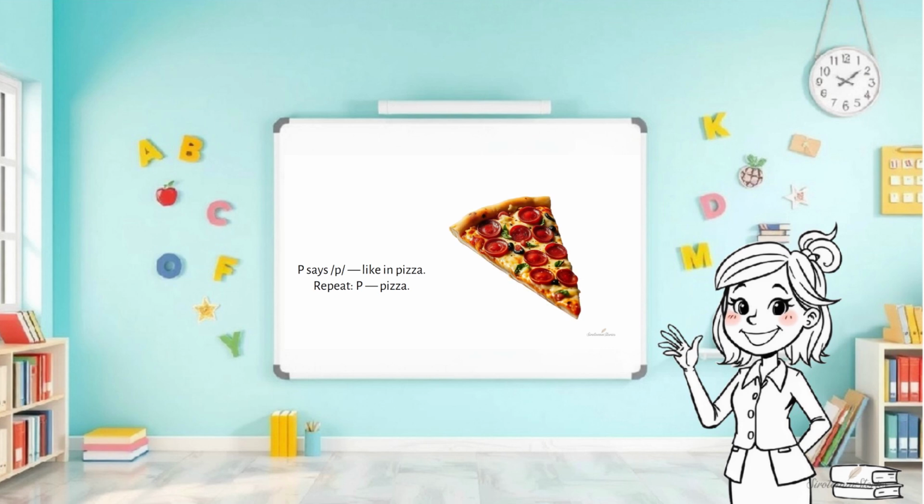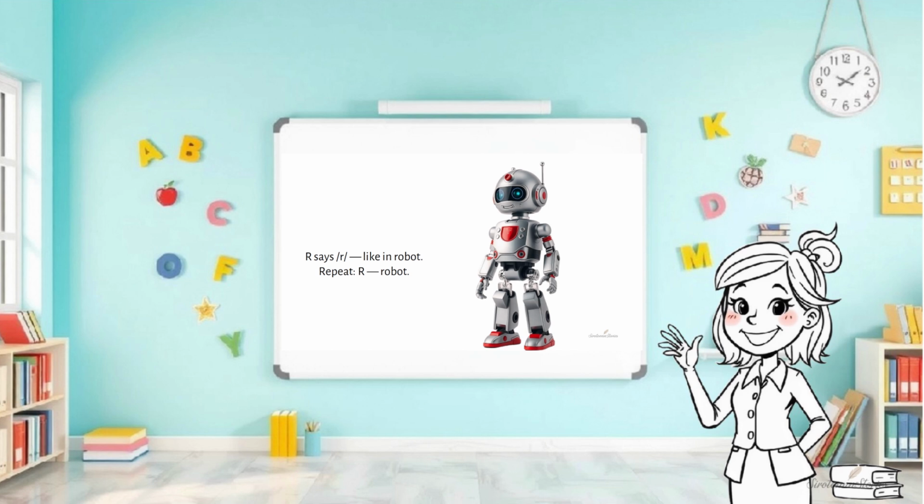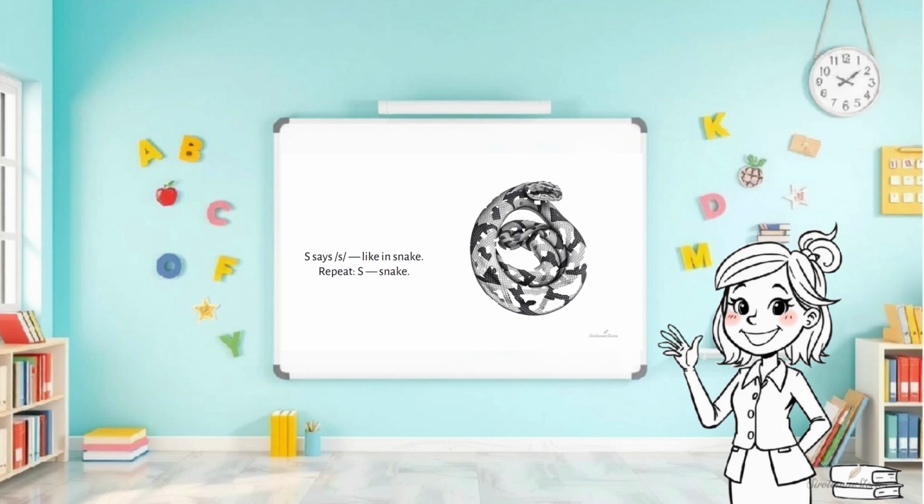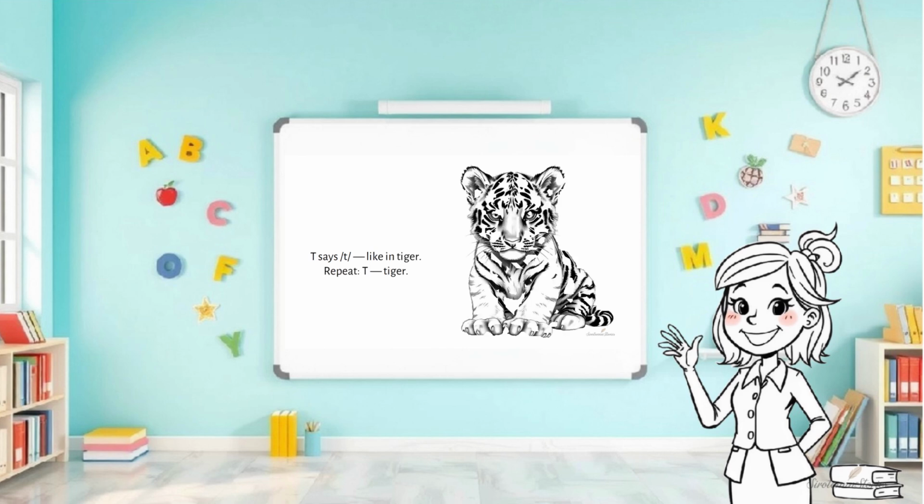P says P, like in pizza. Repeat, P, pizza. Q says qu, like in question. Repeat, Q, question. R says R, like in robot. Repeat, R, robot. S says S, like in snake. Repeat, S, snake.